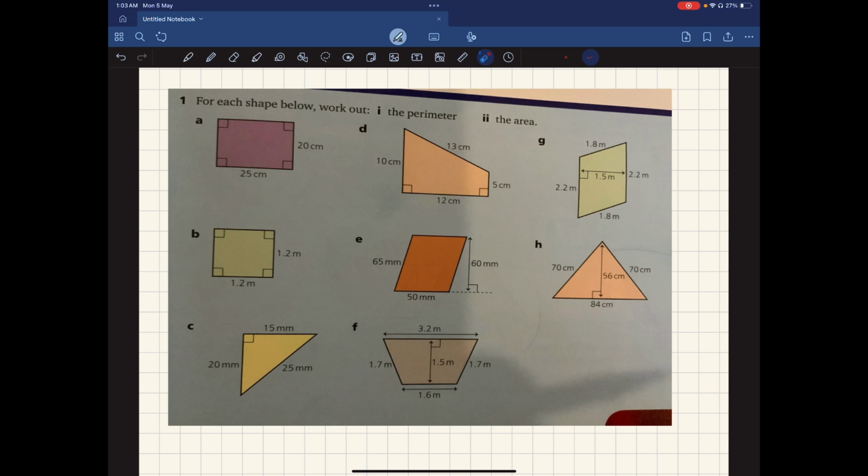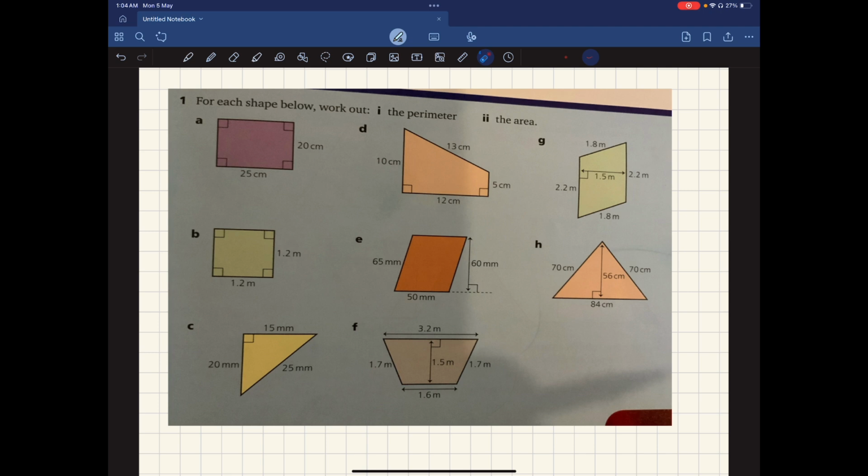So this is a square. Area is going to be 1.2 into 1.2. Answer will be in meters square, whatever answer you're going to get. And what is the perimeter going to be? 1.2 plus 1.2 plus 1.2 plus 1.2. Okay.